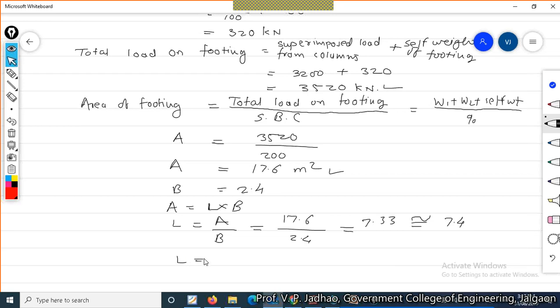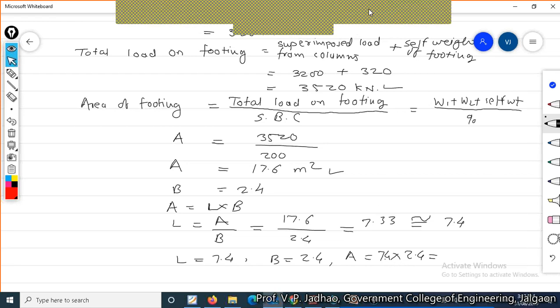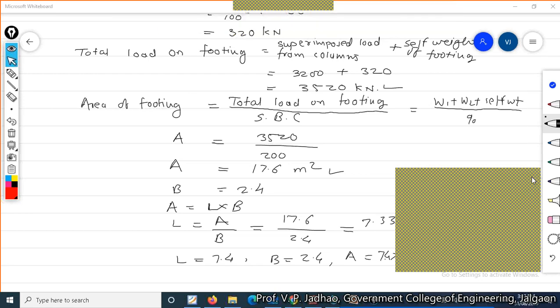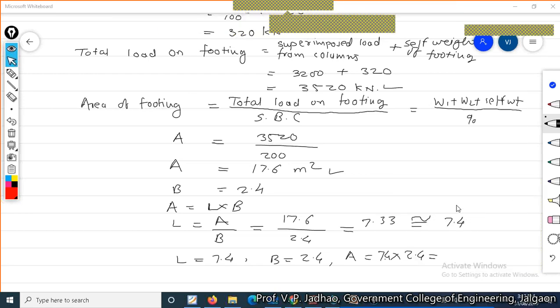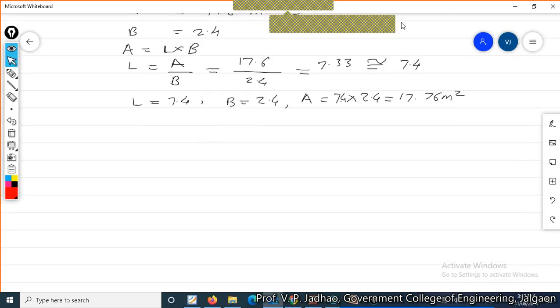So the length is 7.4 meter and the width is 2.4 meter, whereas the area of footing is equal to 7.4 multiplied by 2.4. How much is it? 7.4 multiplied by 2.4 is 17.76 meter square. So this is how we calculate the area of footing.